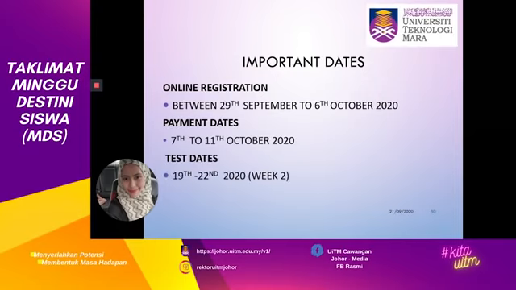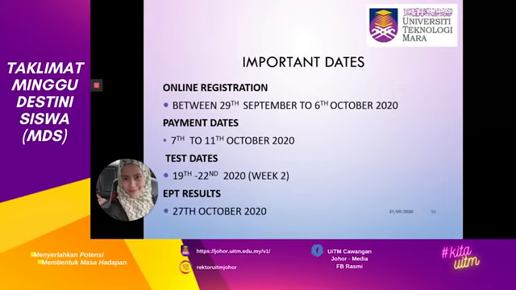The test will take place in week 2 of your study in UiTM. The date is between 19th to 22nd of October 2020. We are going to take only 1 day between these 2 dates, yeah? And the test is only 90 minutes long. EPT results.